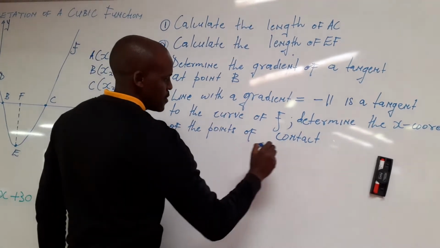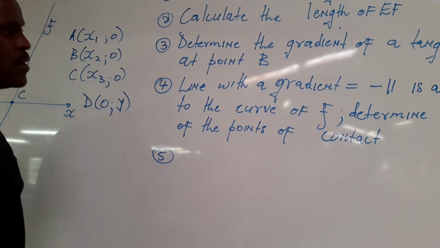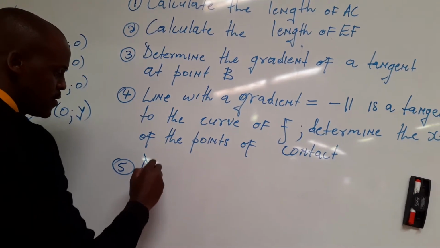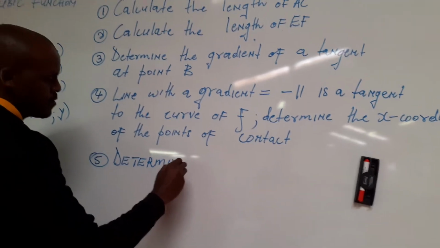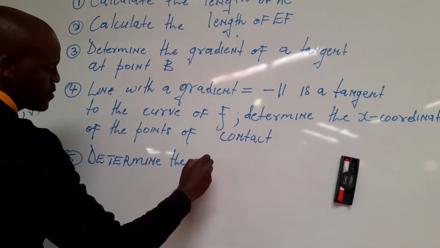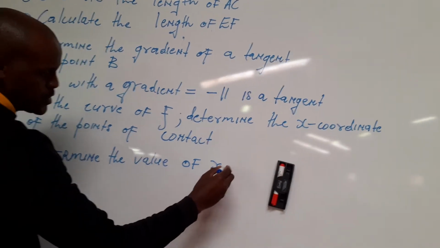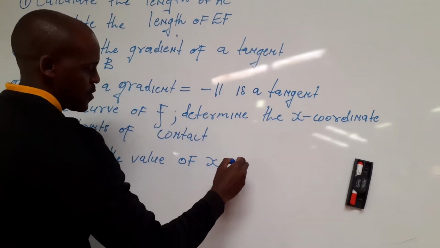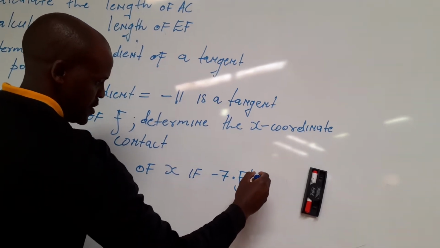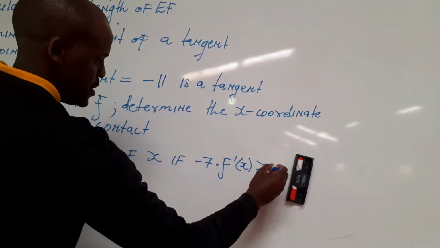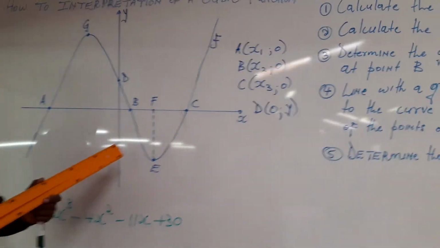Fifth question: determine the value of x if negative 7 times the gradient is greater than 0. Right, these are the questions that we need to answer here.